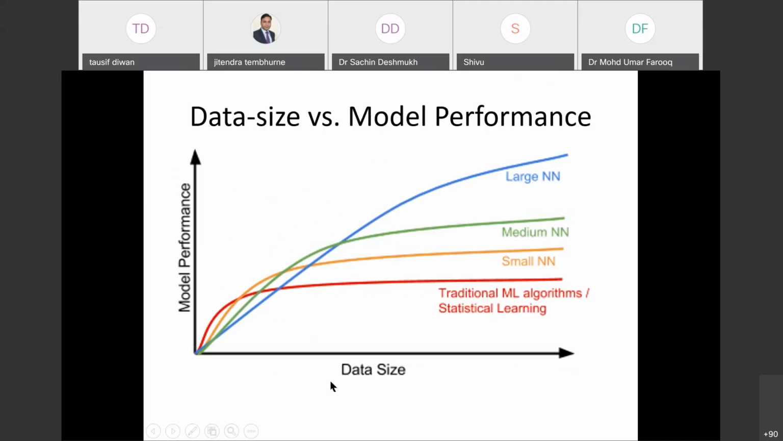If you plot the data size against model performance, you can note here that if the data size is very small, like here, then the performance of this traditional ML algorithm, this red line, is far better compared to the large neural network. Okay, when the dataset size is very large, as you can see here, only then will you get better model performance compared to the small neural network, medium neural network, or any traditional ML algorithm such as support vector machine or logistic regression.